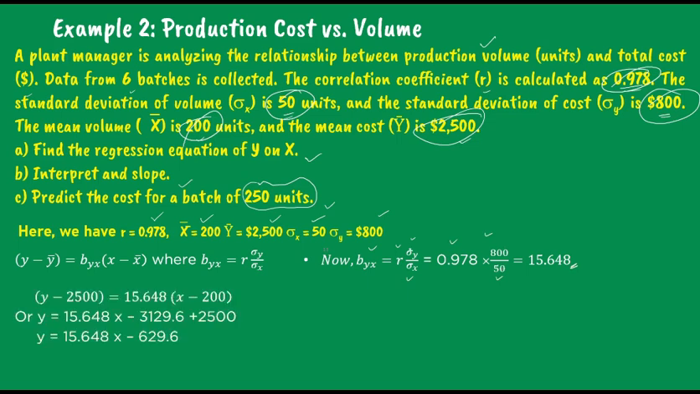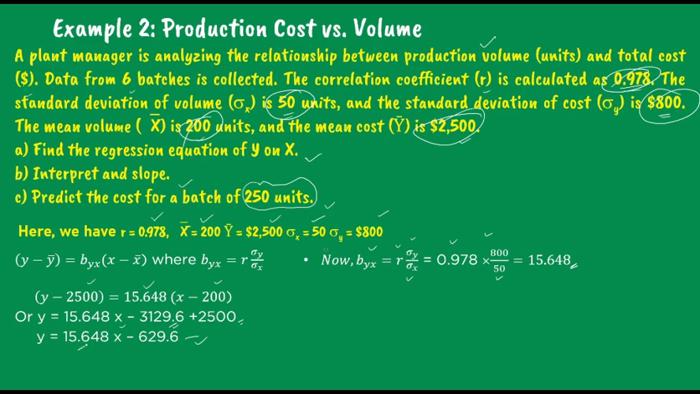Now we start replacing y minus y bar equals byx times x minus x bar. Now we take this 2500 to the other side. 15.648 gets multiplied with x, and 15.648 into 200 gives me this value. So ultimately when you do the computation, everything gives you this. That means y equals 15.648 x minus 629.6. So this is the equation of y on x.